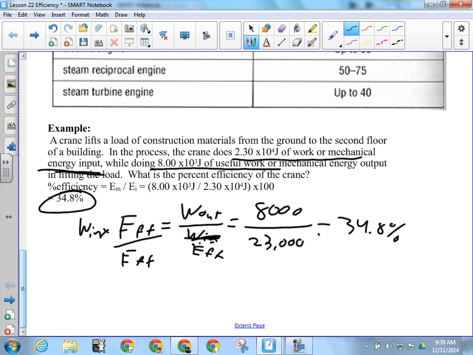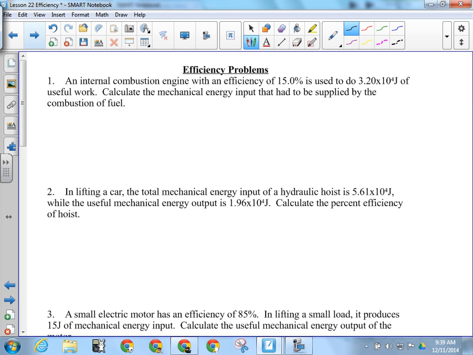If I wanted to find the work output, I would multiply these two numbers together. Well, if I take a decimal and multiply it by this number, I'll get a smaller number. Everybody all right with that? Okay. All right, I'm going to give you a worksheet. It's got just a few efficiency problems on it. We'll work through those and see where we're at after that.